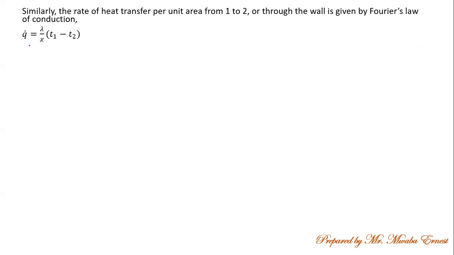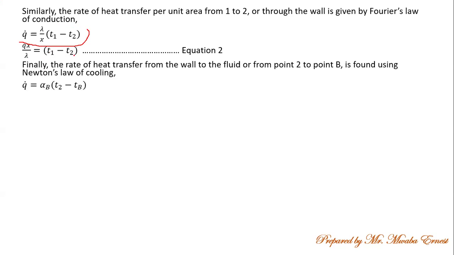So once again, I don't want these. I just want T1 minus T2 to be here. But all the same, I will emphasize that at some point, we may use this expression as it is. For now, as I'm trying to come up with the overall expression, I want T1 minus T2 to be on one side of the equal sign. So I make it the subject. I have Q dot times X over lambda equals T1 minus T2.